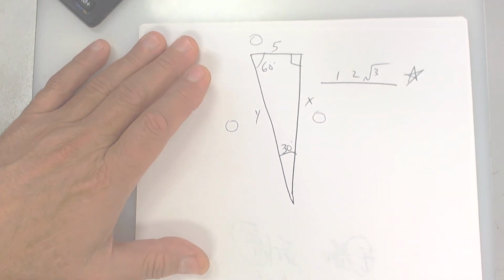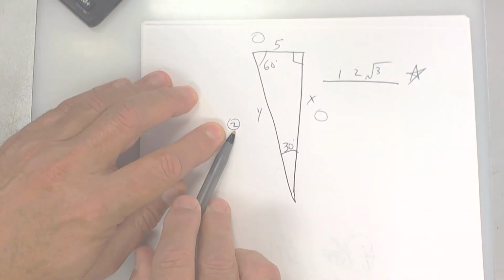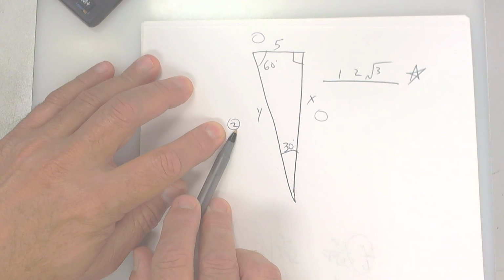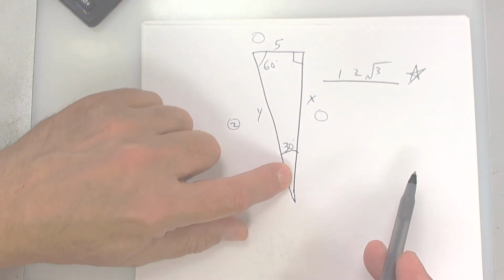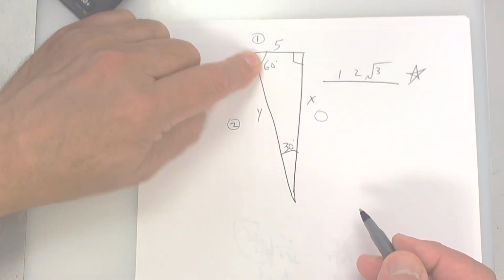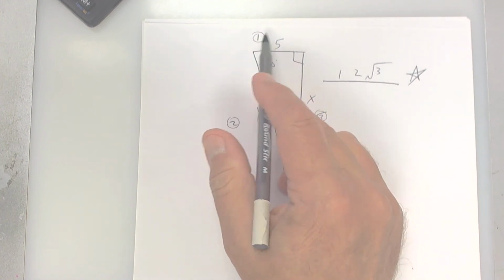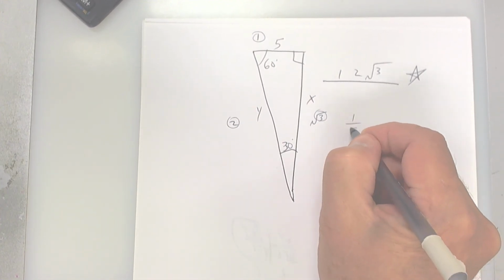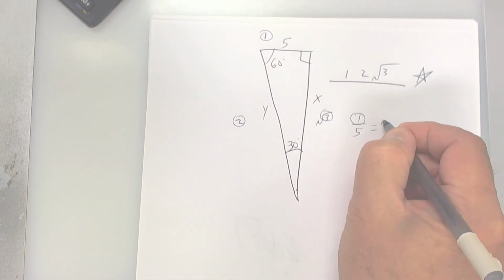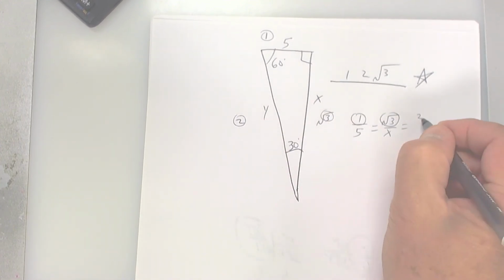All right, well, across from the 90, we'll go the 2. Now, if you have something different than 2, then you're not putting your numbers in the right spot. Across from the 30, we'll always go the small one, which is 1. And then across from the 60, we'll go the square root of 3. And remember, the circles go at the top. So it's going to be 1 over 5 equals square root of 3 over x equals 2 over y.